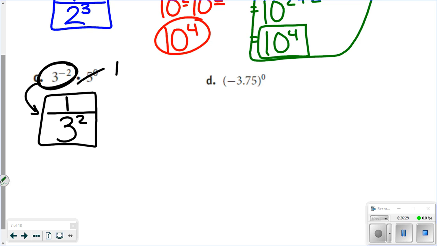Letter D, the easiest one up here. Anything to the 0 power is 1. So my answer for letter D is 1.